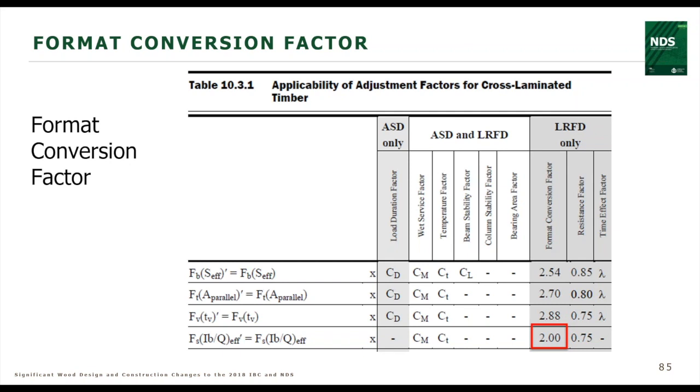So there was a change in ASTM D5457, and this format conversion factor of 2.00 is consistent with what's in that ASTM standard, and it's also consistent with the assumptions implemented for modulus of elasticity and for compression perpendicular to grain design properties, which aren't adjusted for either the load duration or the time effect factors.